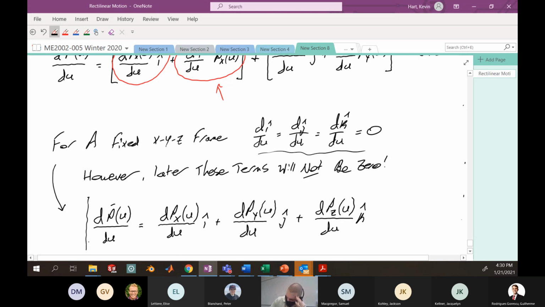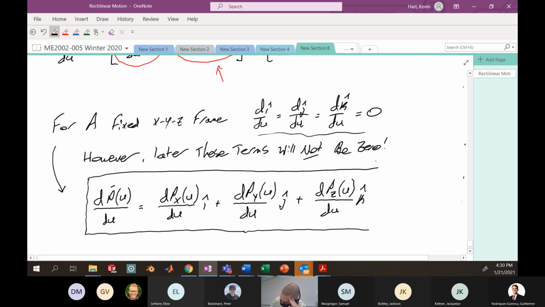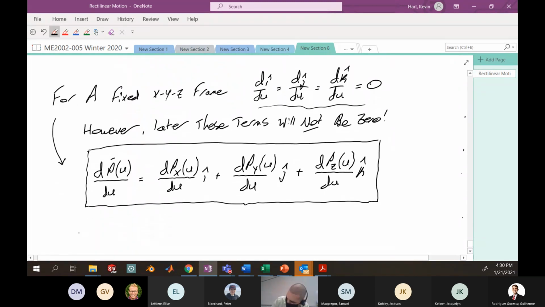Okay. So we've just mathematically shown that if you're in a fixed coordinate system, the derivatives of those unit vectors i, j, and k as a function of your variable u are zero. So what this means in English is that the derivative of a vector that's given in rectangular coordinates is the summation of the derivative of the individual scalar components as a function of u. Okay, so let's put that into words here.